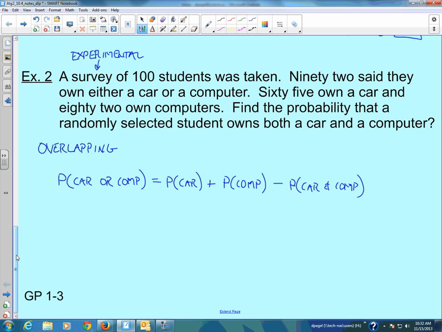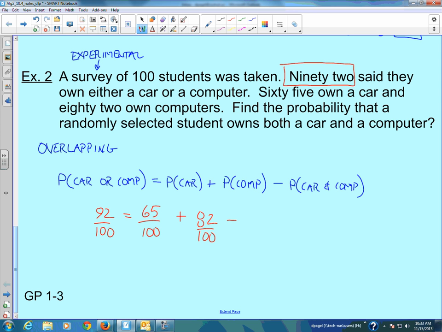Like any equation, I can solve for any part of that equation if I knew the other components. So in this case, in terms of probability of a car or a computer, we know that there are 92 that have that. So out of the 100, I already know this probability. There are 92 of the 100 that own a car or a computer. And then we also know that there are 65 out of the 100 that own just the car. And that there are 82 of the 100 that own just a computer.